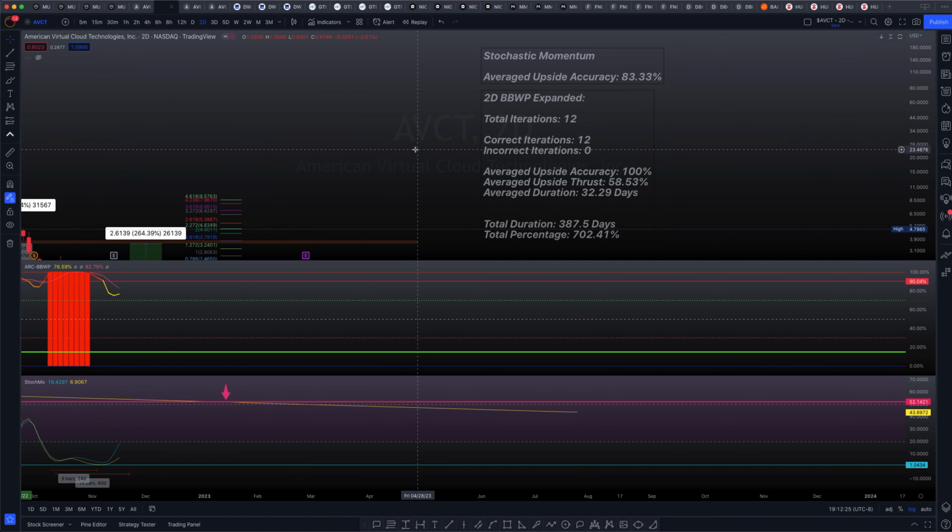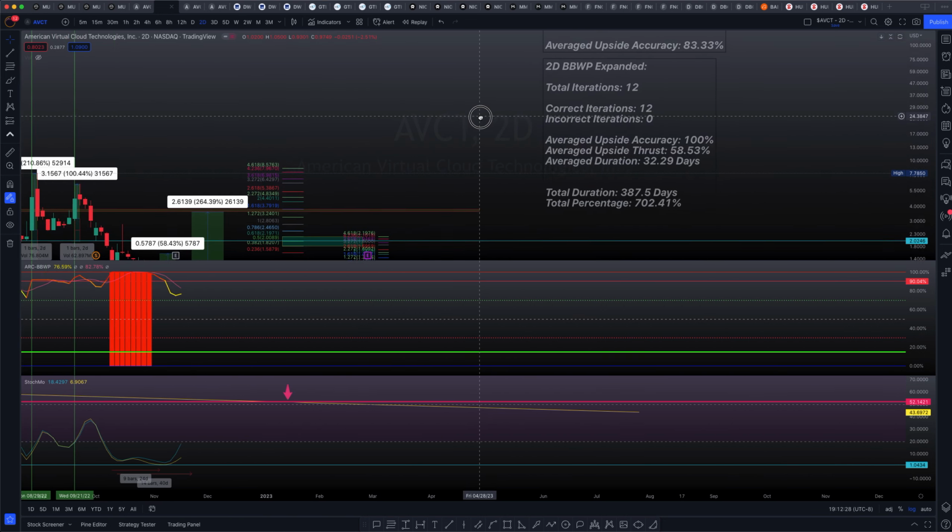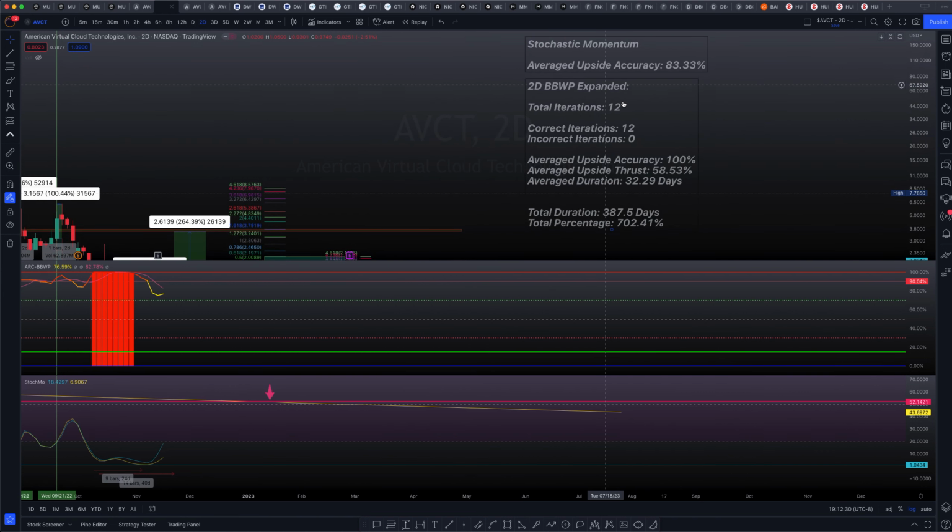So now the volatility versus momentum profile backtest came up with 12 out of 12 upside guesses correctly. So this is a 100% upside accuracy.